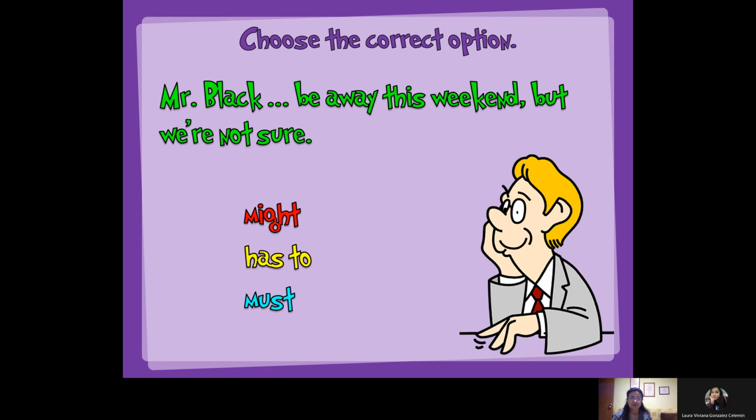Number 12. Choose the appropriate option. Mr. Black might be away this weekend. Mr. Black has to be away this weekend? Or Mr. Black must be away this weekend, but we are not sure. It's a possibility. What is the appropriate modal for possibilities?